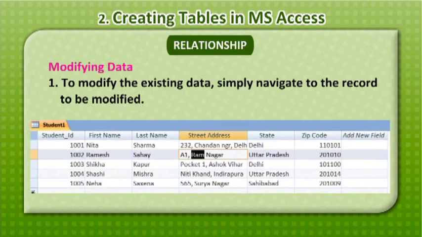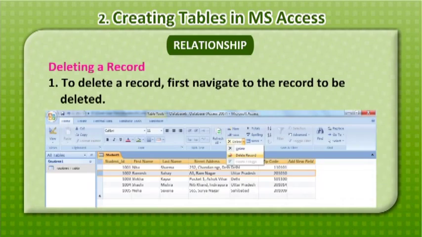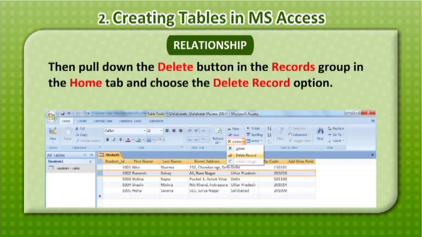Modifying data. 1. To modify the existing data, simply navigate to the record to be modified. Use the arrow keys and the delete or backspace keys to change the existing data. Deleting a record. 1. To delete a record, first navigate to the record to be deleted. Then pull down the delete button in the records group in the Home tab and choose the delete record option.